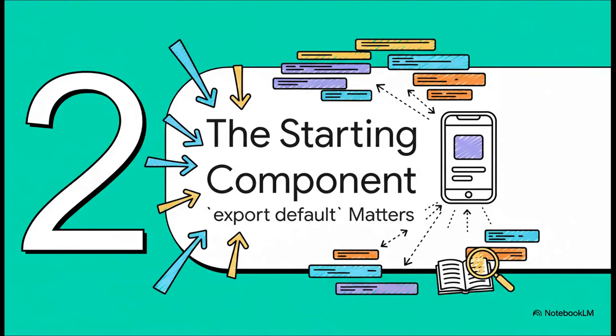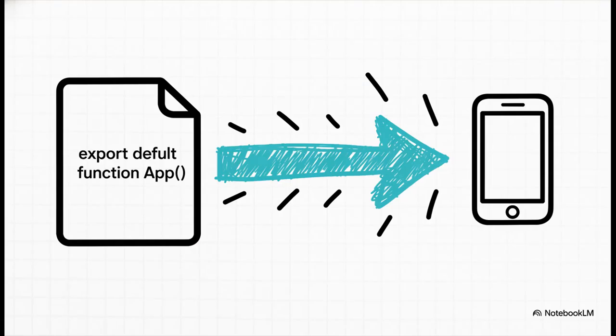All right, so we've got a component. But how does our app know that this is the one it should show when it first launches? Well, that brings us to the starting component and a really crucial piece of JavaScript syntax, export default. So if you look at the top of your main app file, you're going to see this line, export default function app. Now, this isn't just some standard function declaration. It's actually a critical command that tells React Native exactly how your project is put together.